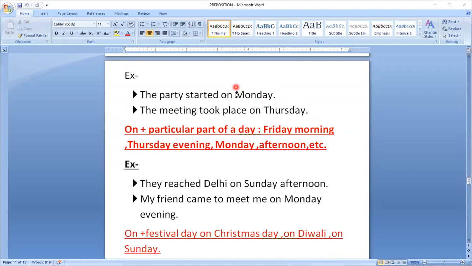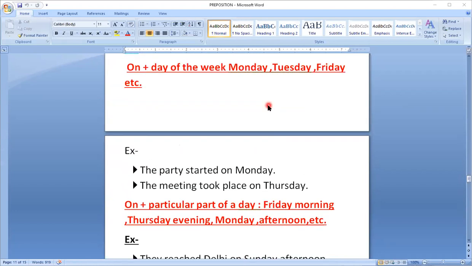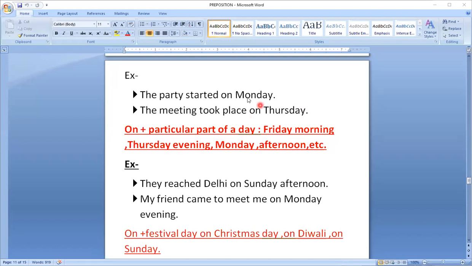Here you notice that हम किसकी बात कर रहे हैं? Week की बात कर रहे हैं. Day of the week as Monday, Tuesday, Wednesday, Friday. So before this day of the week we use the on preposition. Okay, so another use of the on preposition.